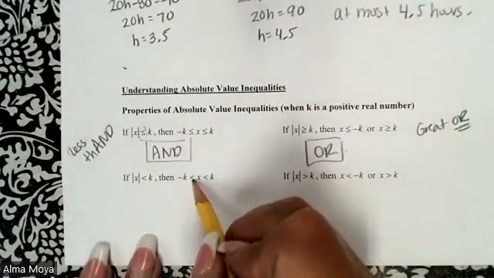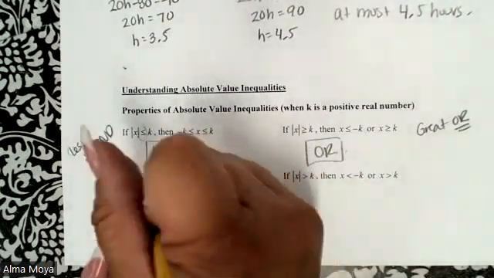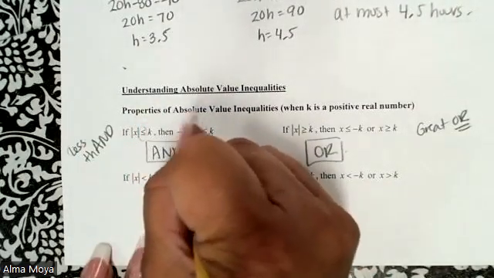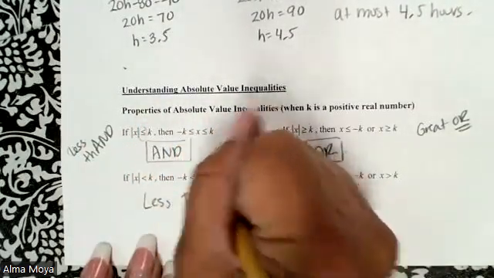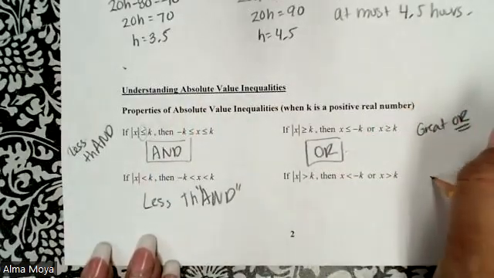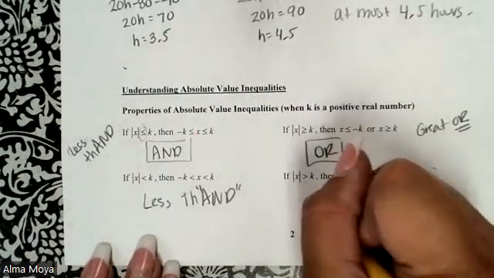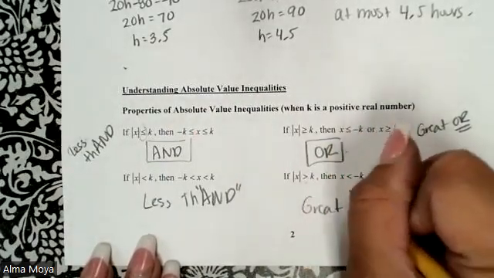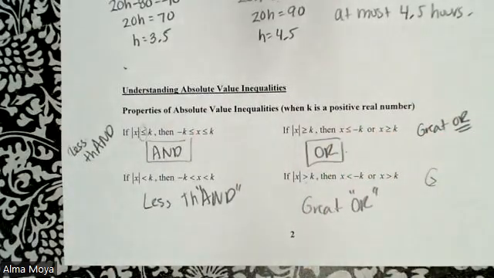Right here, the same thing. Look at that, it makes an L for less than. So less than. And then on this one, that is the greater than symbol because look, it makes a G for greater. Greater, or. So that tells you pretty much what the graph's going to look like. Is it going to be an "and" where the graphs are going toward each other, or is it "or" where they're going opposite of each other?